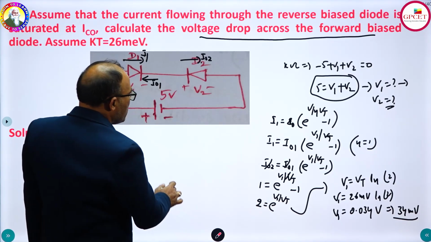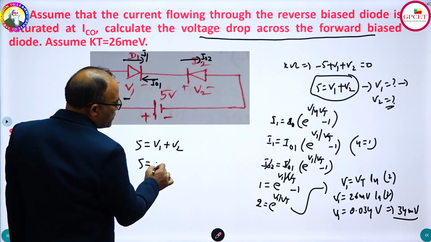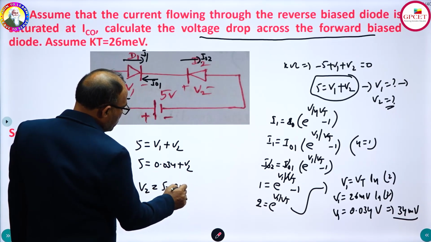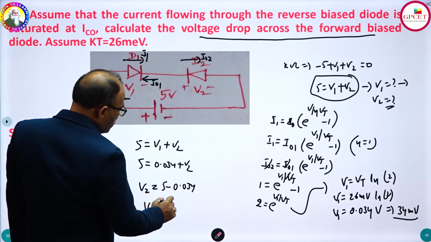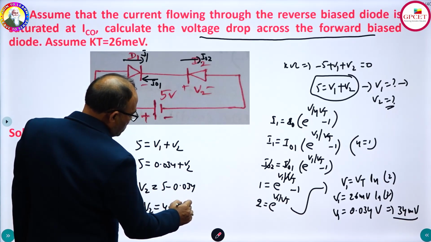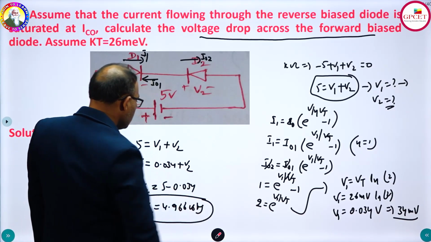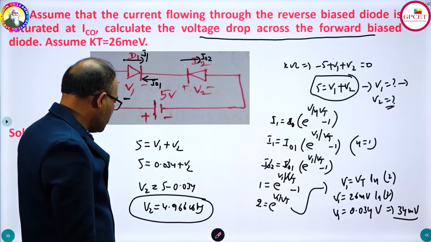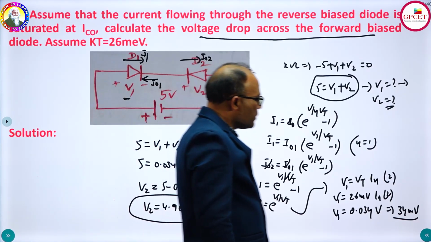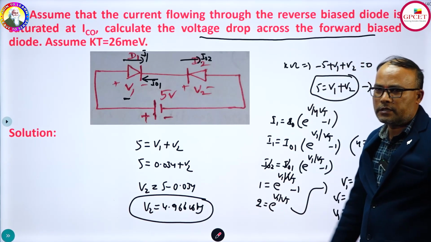Now we can find the V2 voltage, since we have 5 is equal to V1 plus V2. So 5 is equal to V1, which is 0.034, plus V2. Therefore V2 is equal to 5 minus 0.034, so I get V2 as 4.966 volts. Likewise, you can find the potential drops across diodes which are kept in series.